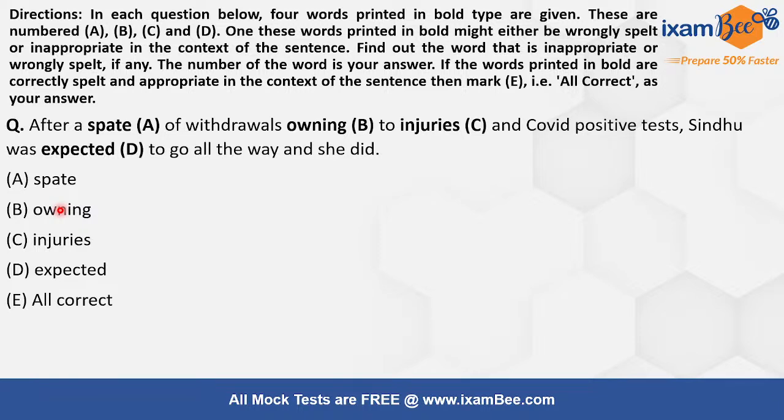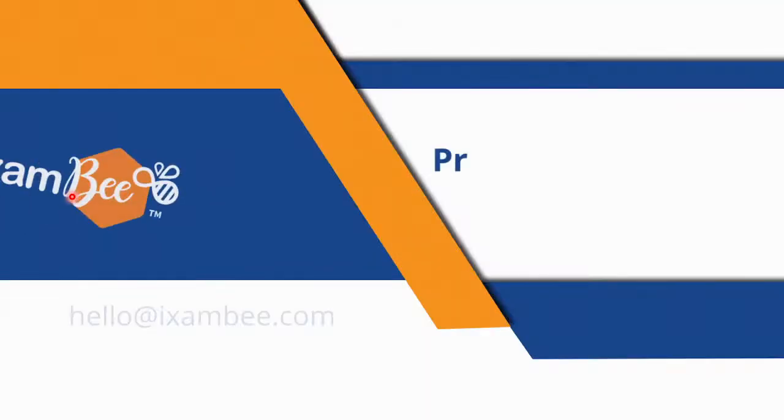Now, moving on to the next question, it says after a spate of withdrawals owing to injuries, so and so. Now, when we read this, we know that owning means what? You own something, something belongs to you, right? But this is incorrect here. It should be owing to, okay? So, owing to injuries means injuries की वजह से, okay? Then you use owing, the n should not be here, okay? So the incorrect word here is owning, right? It should be owing instead of owning, okay? Now moving on to the next one.